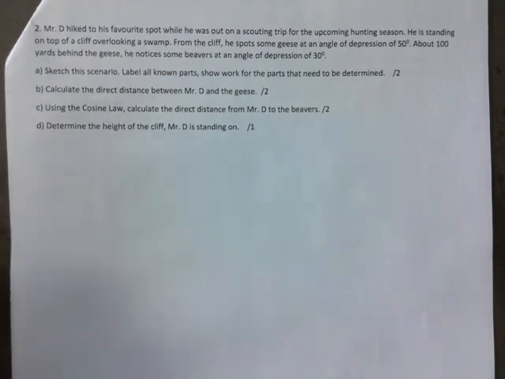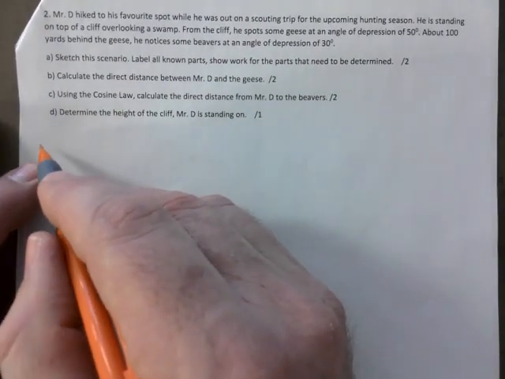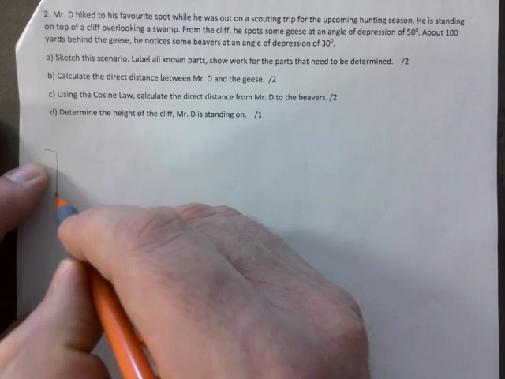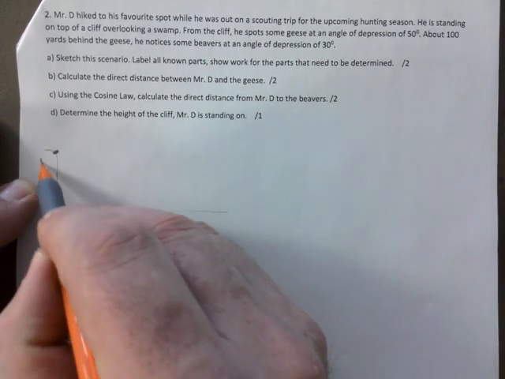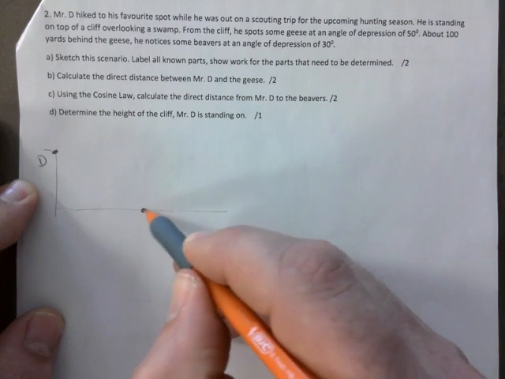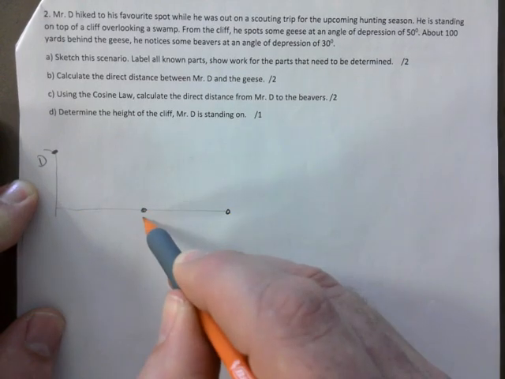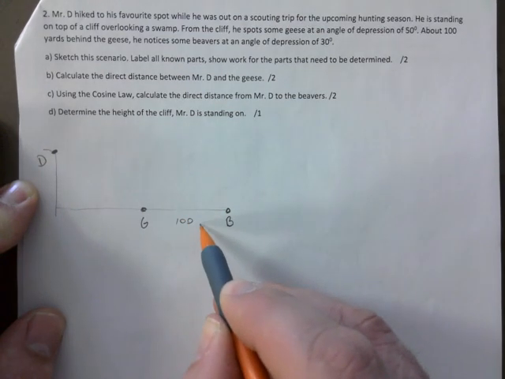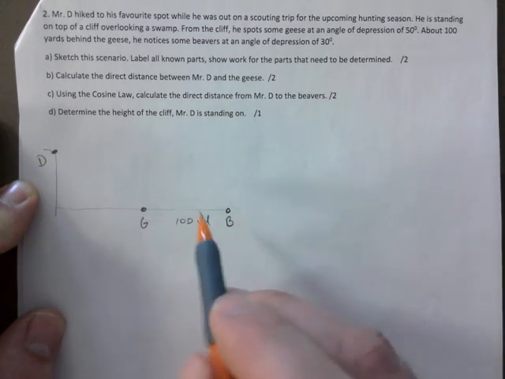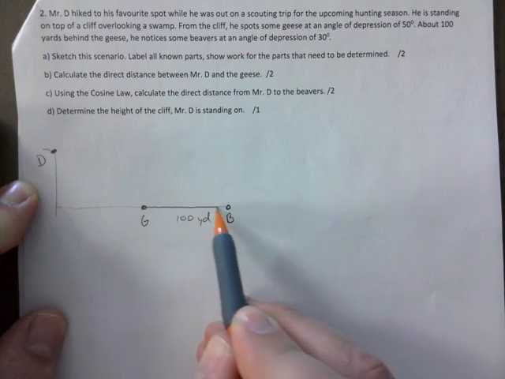Next page, question 2. Took some of you for a spin. Maybe I wasn't specific enough. So, anyways, this is what I envisioned here. This is the cliff. There's a swamp, right? I'm going to call this D for Mr. D. And then you've got geese and then some beavers. And we know that they're 100 yards apart, right? So this is actually part of the triangle.